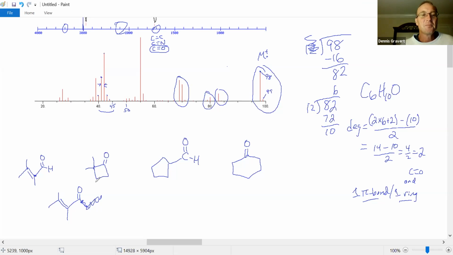Okay. Maybe the best thing to do is go look at your structures and make sure it has the right formula. So I got 4 in a ring. That's 4 carbons. Here's number 5 and 6.